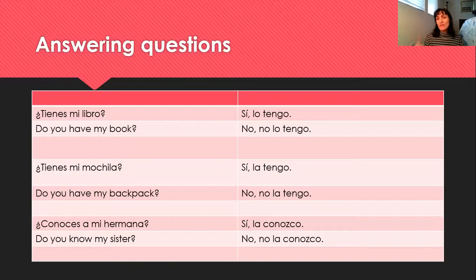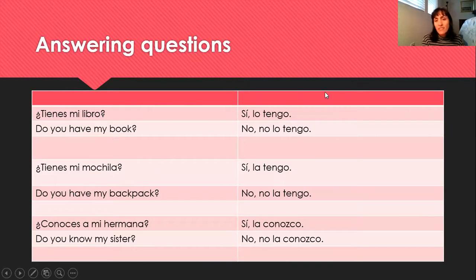Okay, so the most frequent time you're going to use this is when you are asking and answering questions, because pronouns keep you from being redundant. If somebody says in English, do you have my book? You're not going to say, yes, I have your book. You're going to say, yes, I have it, or no, I don't have it. So we're replacing the book with the pronoun it. And in Spanish, since mi libro is masculine, we're going to replace it with lo.